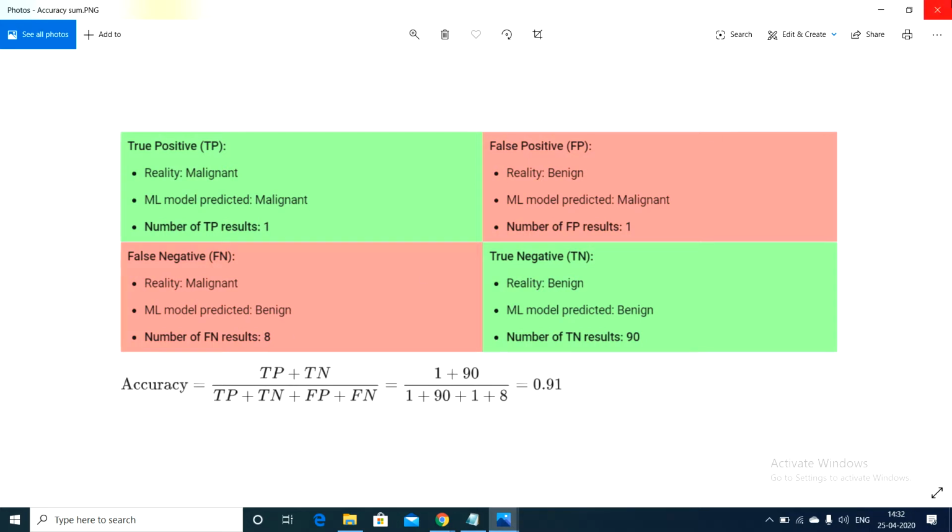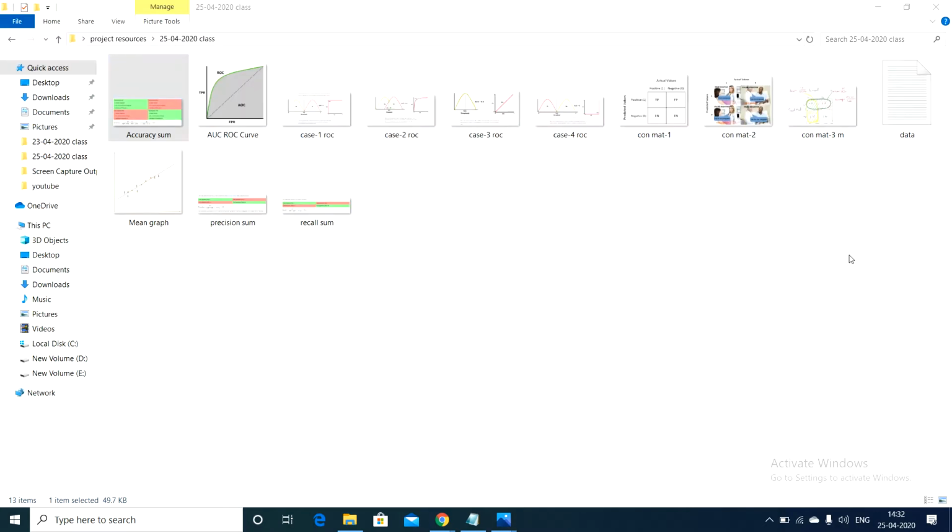This is an example. Here we are taking 100 instances. Of the 100 instances, 90 are true negative, one is true positive, one is false positive, and the remaining 8 are false negative instances. I think this is very clear for you. Now, let me show you the problem.